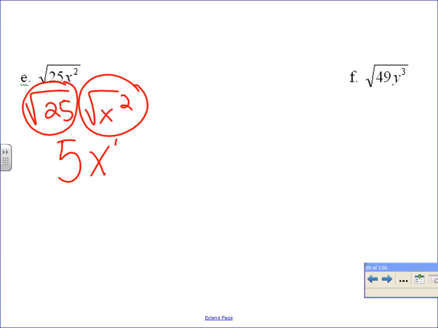What's x times x? Yeah, check it. X times x is x squared. The square root of x squared is x to the first. The shortcut is when it has an even number exponent, divide by 2, and that's how you take the square root of it. 5x times 5x is 25x squared. So your answer is 5x.